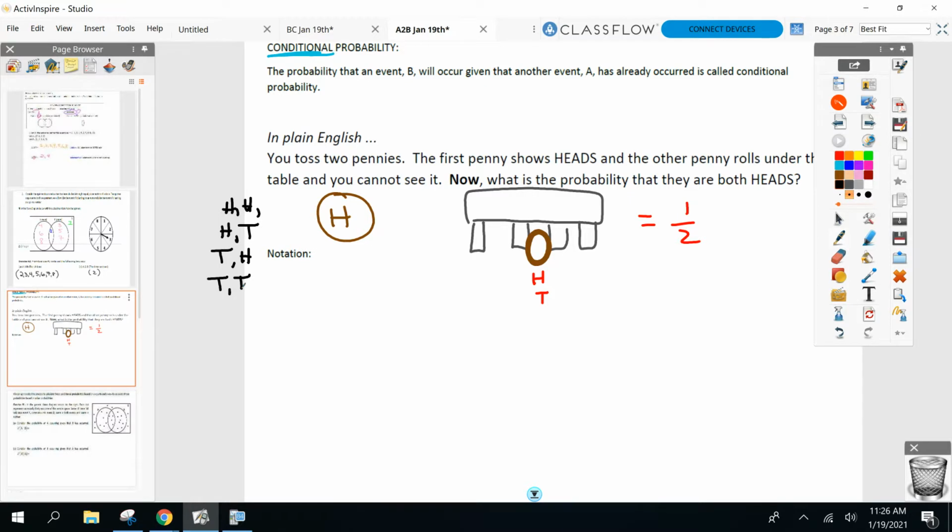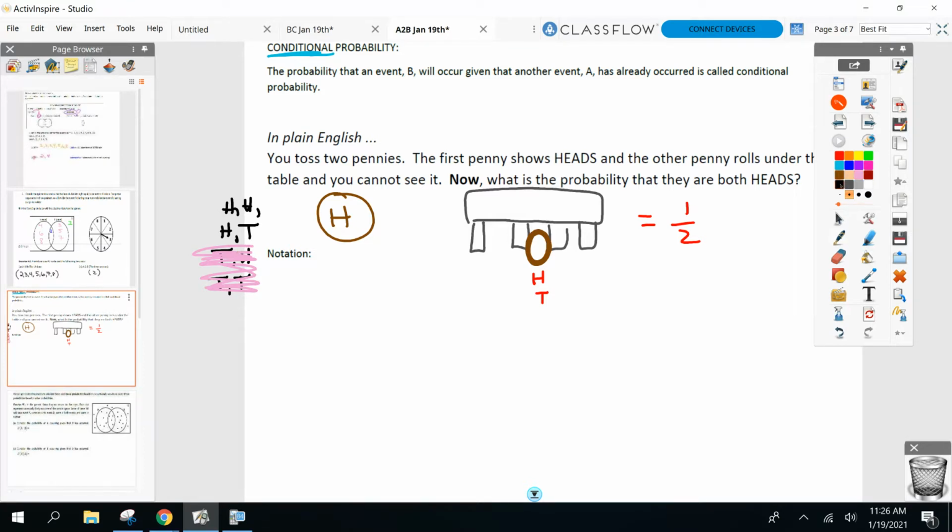But remember, hey, watch. Ready? I already knew the first one was a head. What are my chances now of getting 2 heads? 1 out of 2 shots. You see that now written out? Okay? That's what we're going to be doing with the probabilities: I know this already happened, so what are my chances of this new event happening?